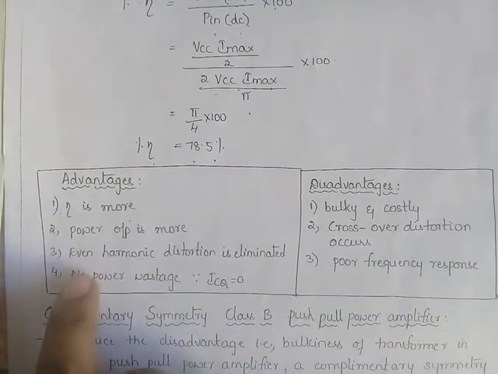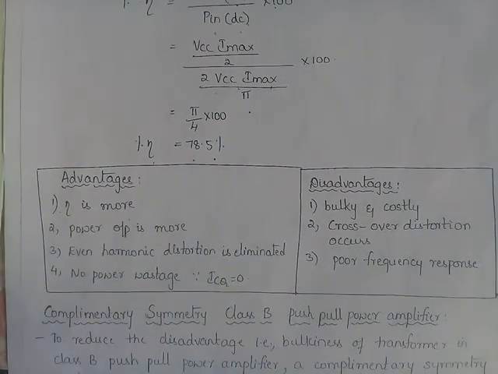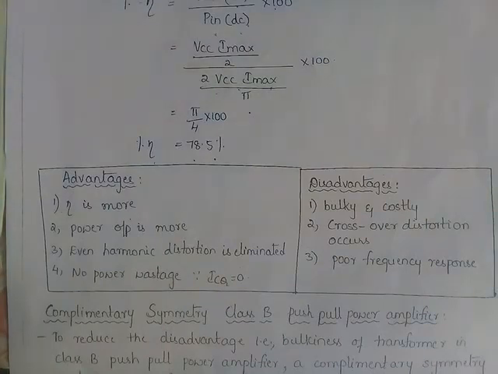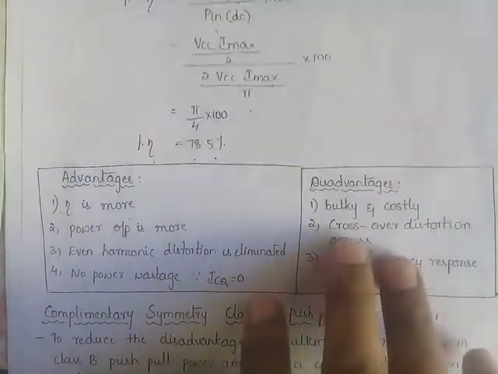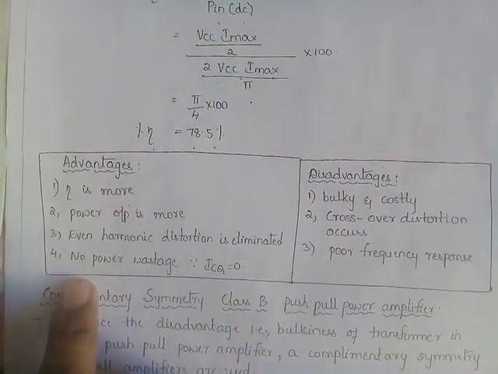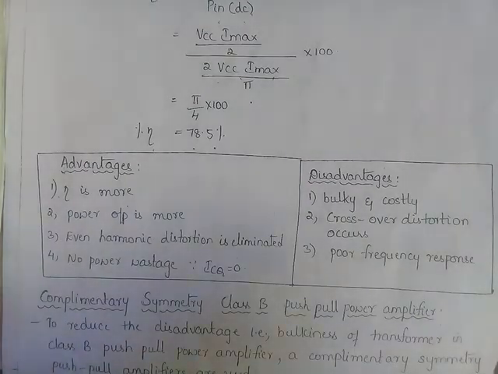And next thing is even harmonic distortion is eliminated, yes or no? Harmonic distortion is eliminated means any type of distortion will not be there in the push-pull connection of your class B power amplifier, but in the practical view we are having some distortion. But how much distortion occurs in the class B power amplifier, that much distortion will not occur in the push-pull connection. And the fourth advantage is that no power loss is there.